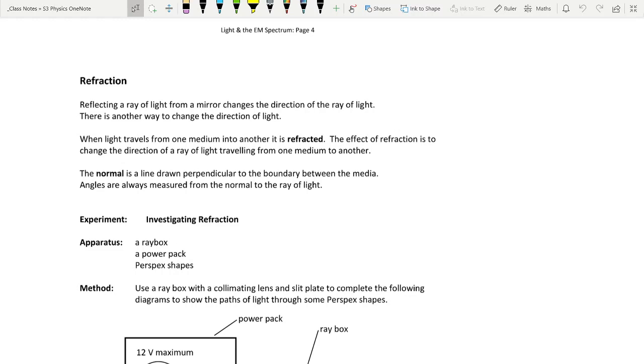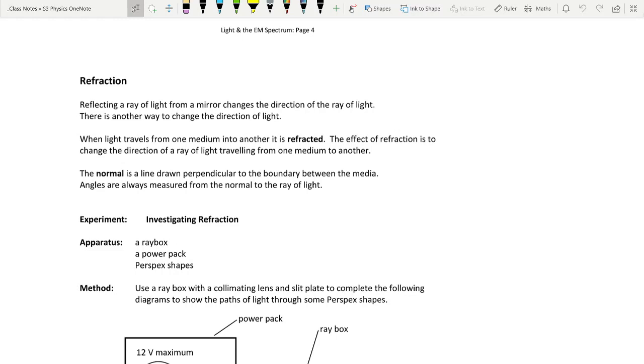So when light travels from one medium into another, it's refracted. The medium means whatever it's traveling through. So it could be water, it could be the air, it could be glass, it could be plastic. You did about the medium when you talked about sound traveling through a medium. So that's what a medium is. So when light travels from one medium into another, it is refracted. That means it changes direction slightly.